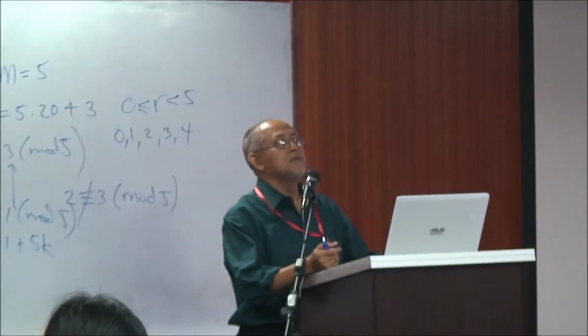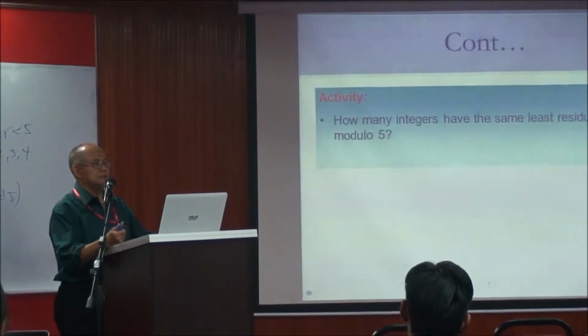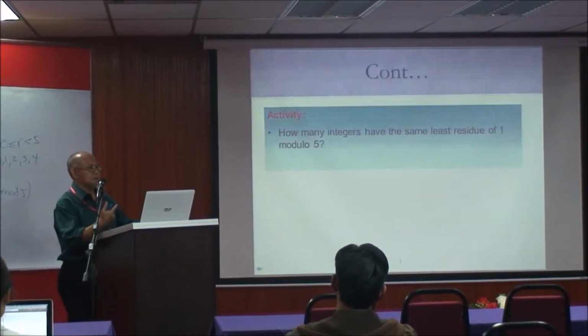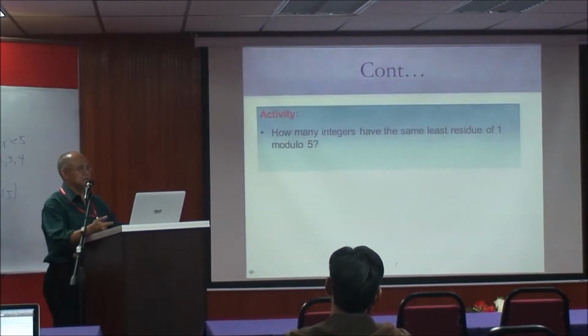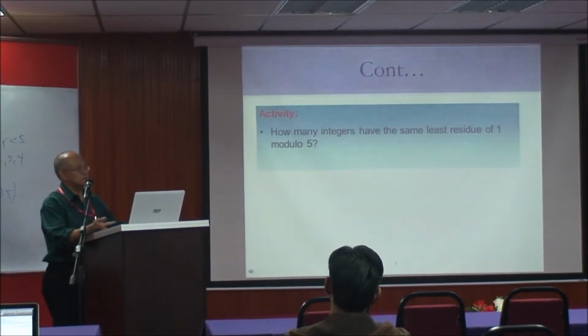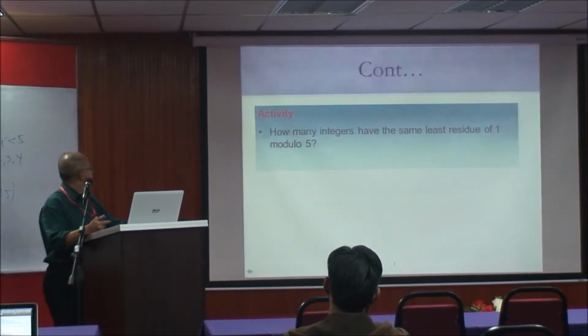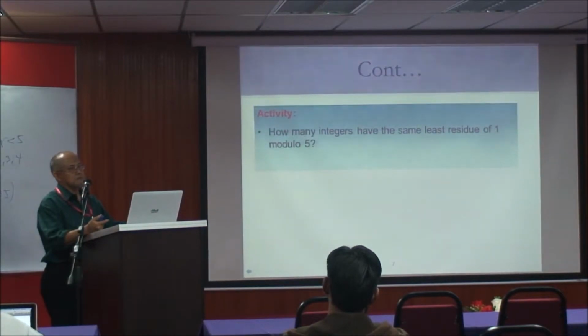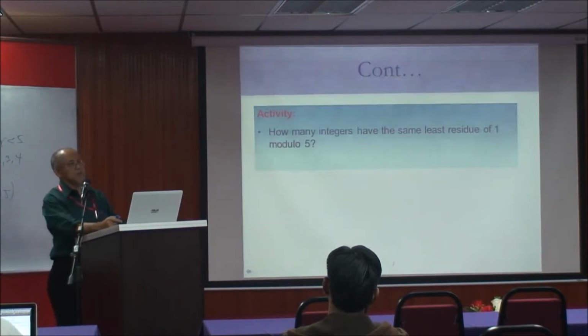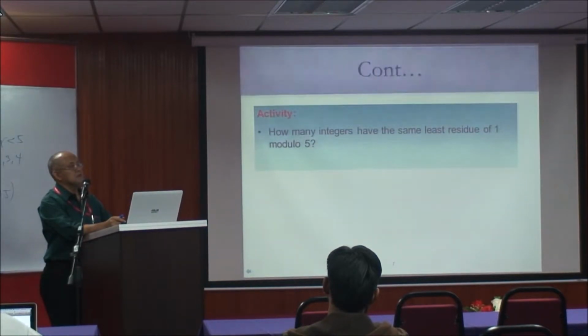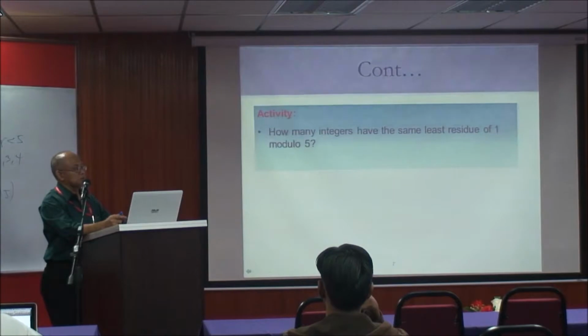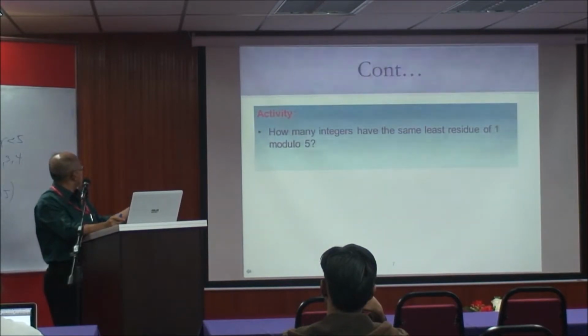So the integers which have the least residue of 1 are 1 plus multiples of 5k, right? So 6, what else? We just add 5, right? So 11 and some others. Meaning that how many integers do we have which has this residue of 1? It is infinitely many, right? When we keep adding 5 to the 6, we'll be getting infinitely many integers which have the same residue as 6.